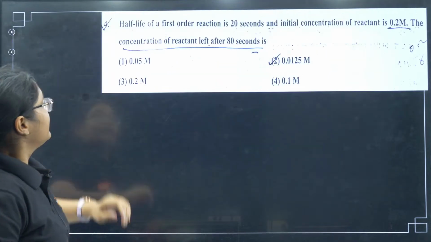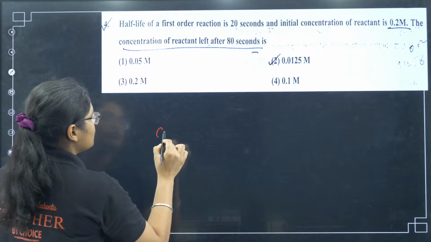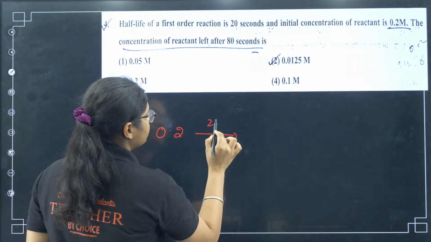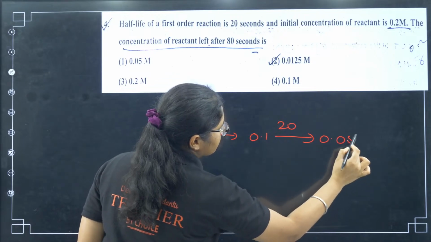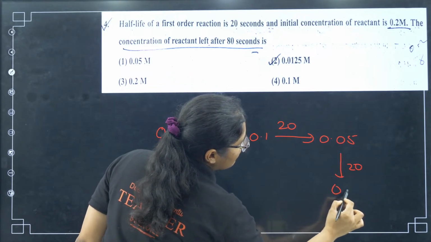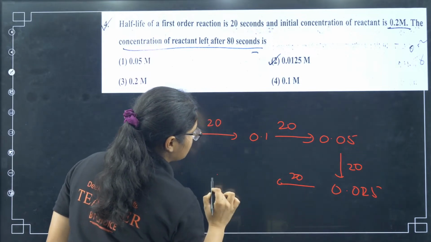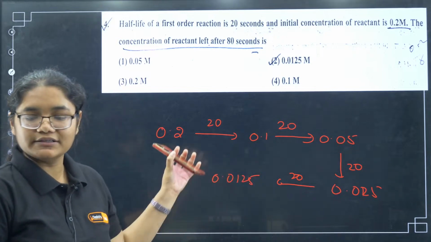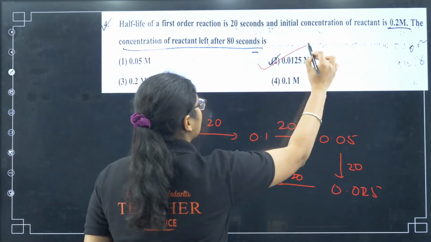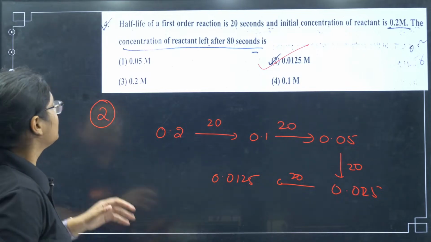Okay. Next, the half-life period is given as 20 seconds and the initial concentration is 0.2 molar. Okay, so 0.2, after the first 20 seconds, it will become 0.1, then again 20, it will become 0.05, again 20, it will become 0.025, and then another 20, it will become 0.0125. Okay, so you don't have to do any calculation, by this you can do it. So the correct answer for this question will be option number 2.